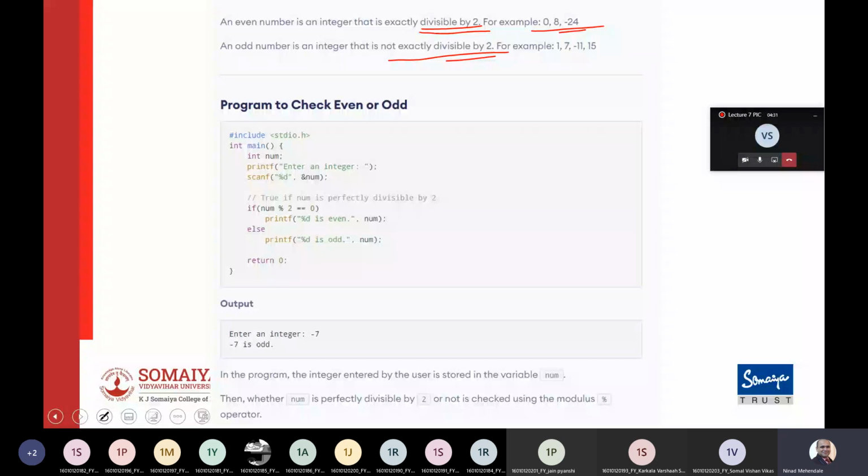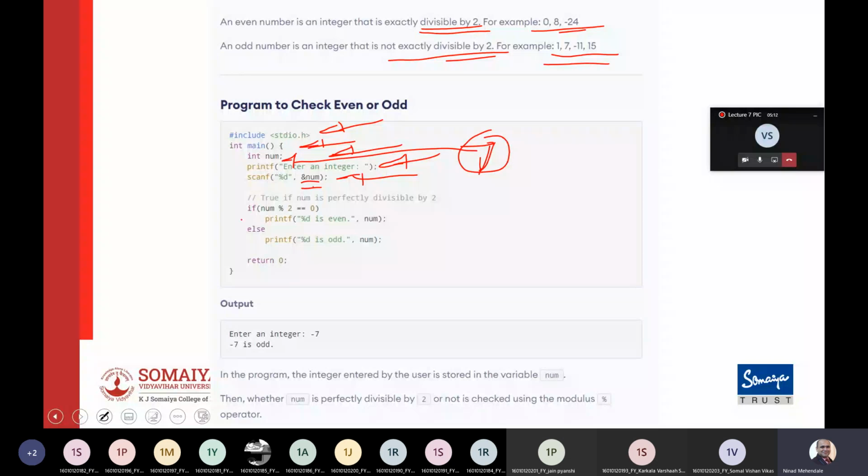So the program will start with inclusion of libraries, then declaration of int main function, declaration of a variable int num. Now we haven't assigned any value to this num, so it can take any random value at the declaration. Then we ask the user to enter an integer. We do a %d and then use an ampersand and take the reading of num. So if the user enters 7, then that 7 will be stored in this variable num.